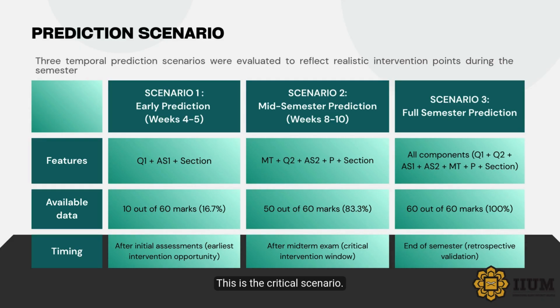This is the critical scenario. We add the results from the comprehensive midterm exam. We now have 83.3% of the assessment data. We hypothesize this is the optimal intervention window. The midterm should be the inflection point.